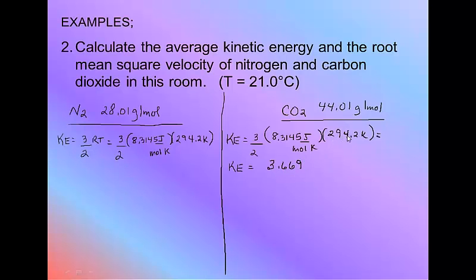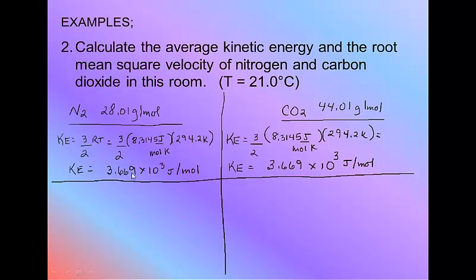3.669. Why so many sig figs? 1, 2, 3, 4. That's why. Times 10 to the third joules per mole. Kinetic energy over here: same math, same numbers, same answer, 3.669 times 10 to the third joules per mole. As long as they are at the same temperature, they will have the same average kinetic energy. Done with that.